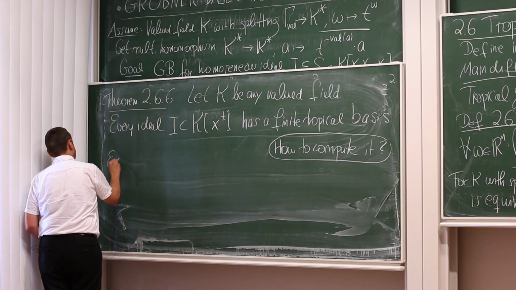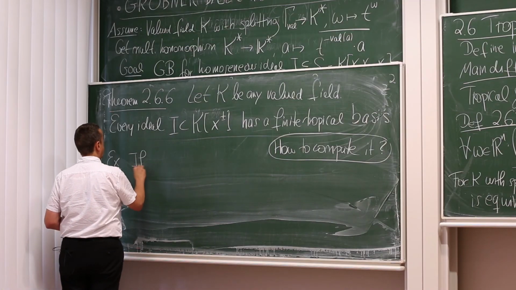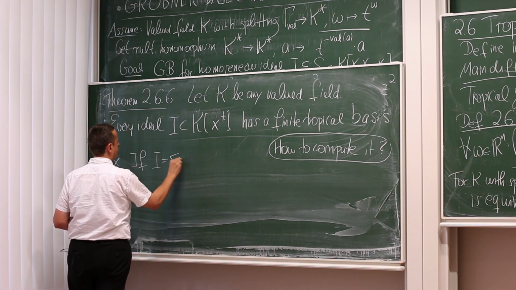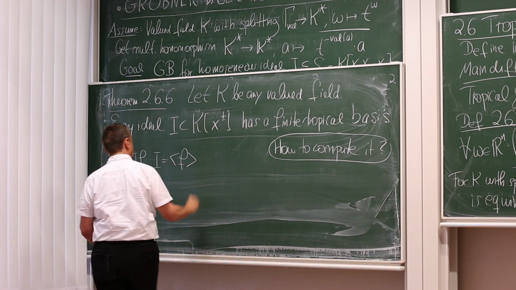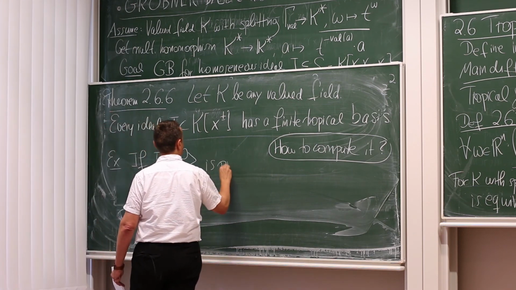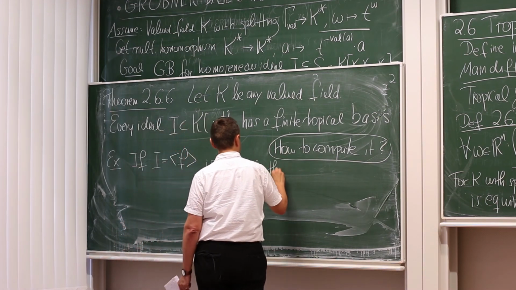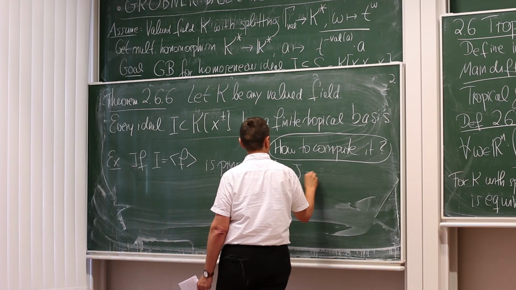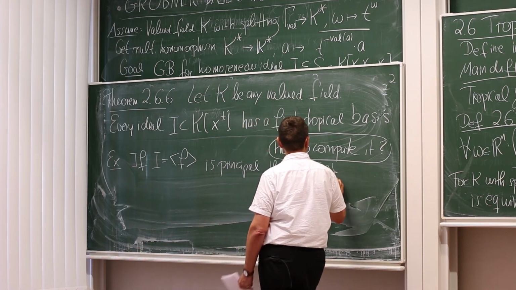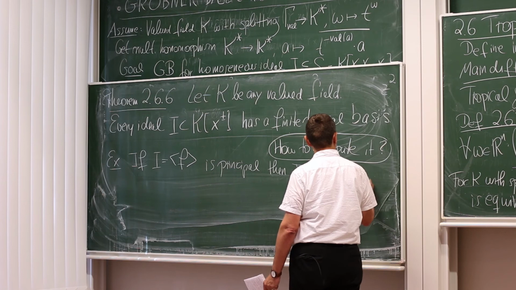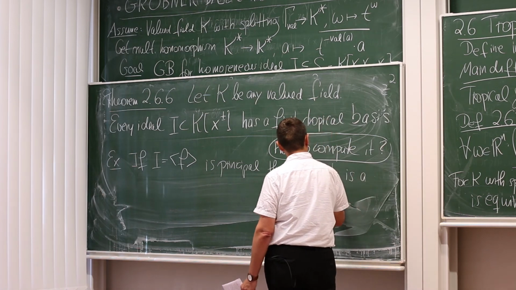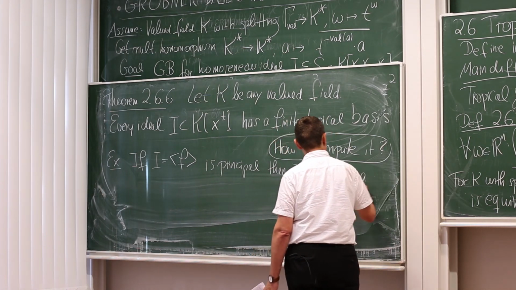Example: if we have a principal ideal, then that's not too bad. If you have a principal ideal, then the singleton is a tropical basis. So the singleton will do it. You just take F itself. This is a tropical basis.